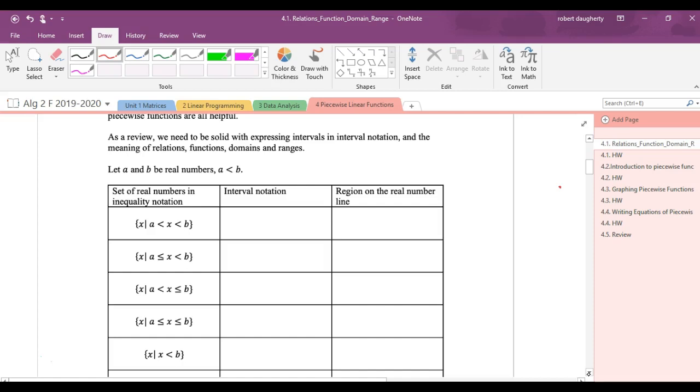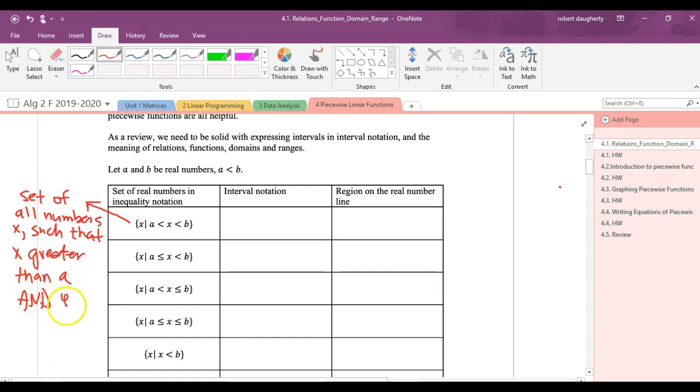So what this means is, this is the set, I'll just write this off to the side. This is the set of all numbers x such that x is greater than a and less than b.